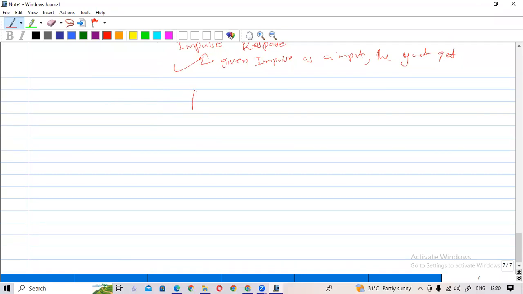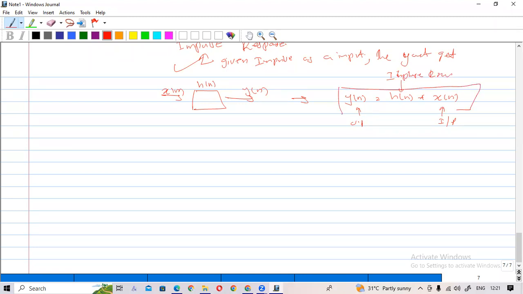Right? So if you have hn and if you have xn and if you have the output as yn, your relationship will be yn is equal to hn, the impulse response, convolved with the input. This is output and this is input. This is impulse response. Okay, so this is your input-output relationship for the LTI system.